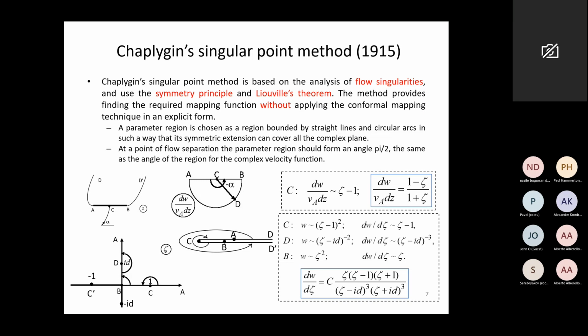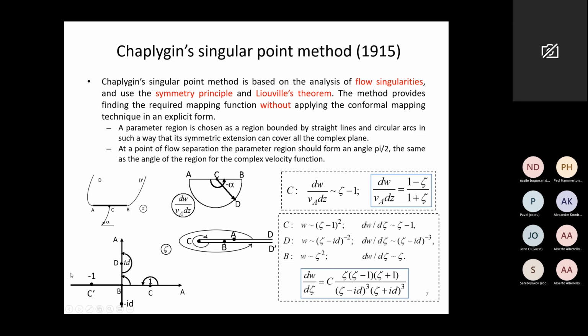At the point of flow separation, the parameter region should form an angle pi over 2, because we can see that this is the complex velocity region for this problem, and at points A and B, this region makes right angles. If the parameter region has the same pi over 2 angle, then there is no need to introduce any singularity in the function of complex velocity. Mapping is conformal at this point.